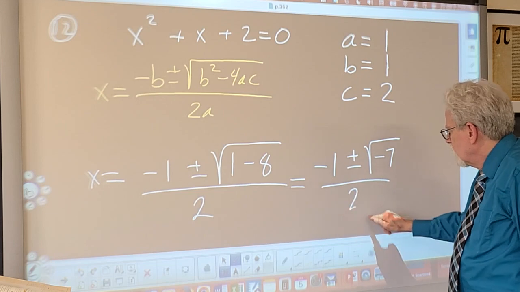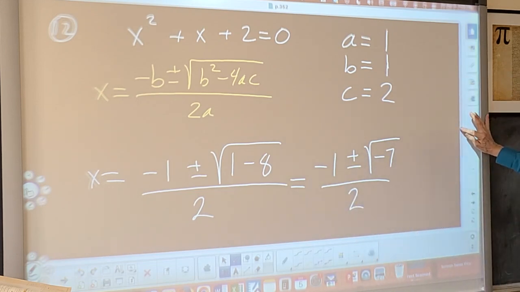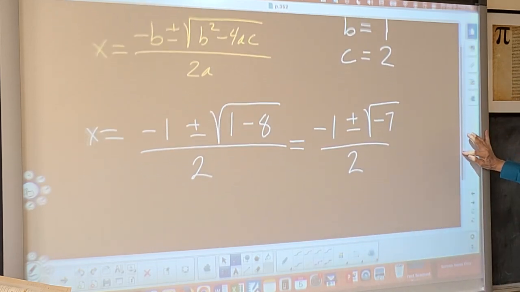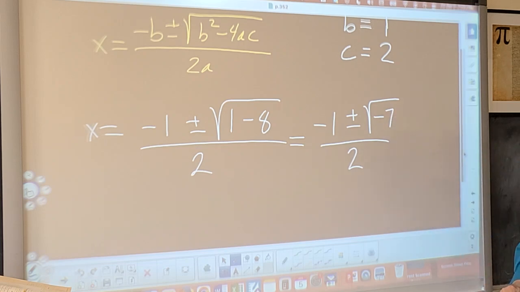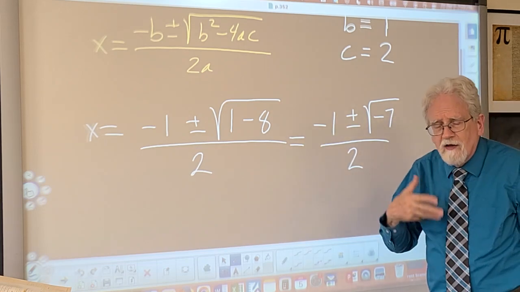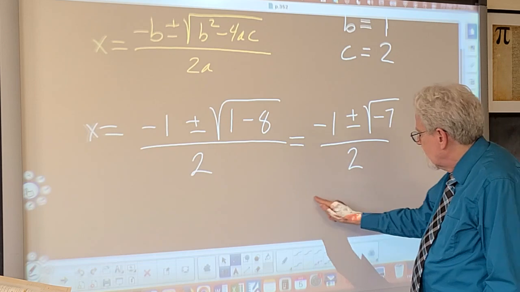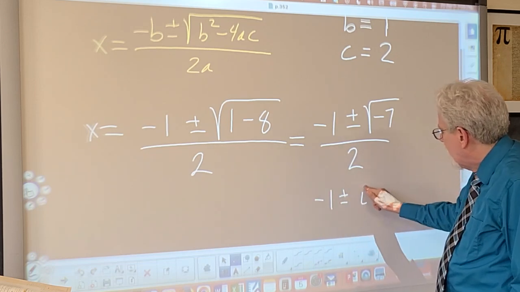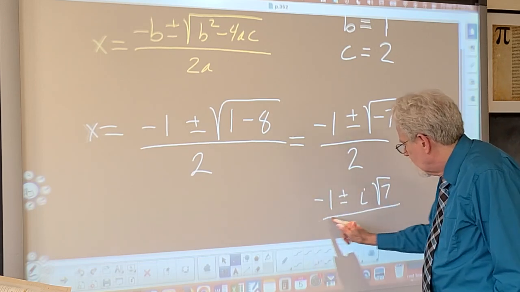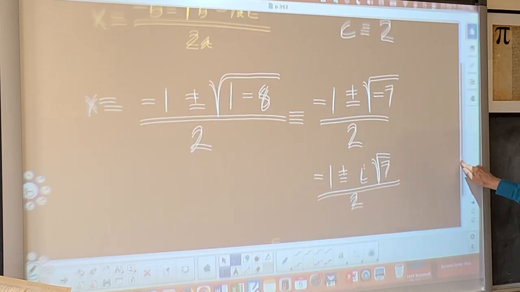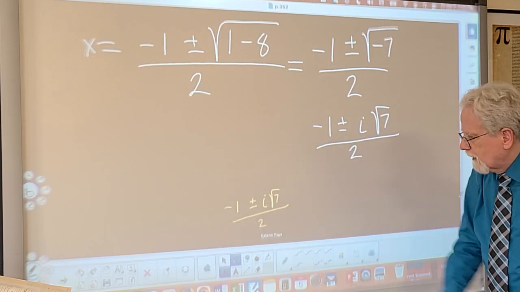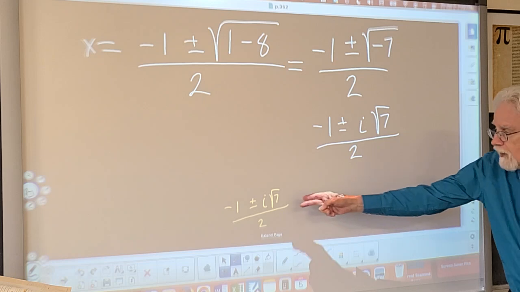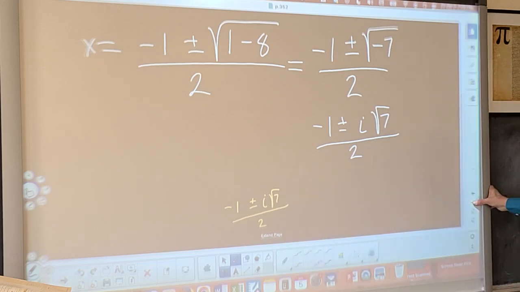Okay, well, we can't leave it like that. You cannot leave a negative under the radical. We change it into correct imaginary number form. So we have negative 1 plus or minus i square root of 7 over 2. And assuming I made no mistakes, yep, there it is. It's correct. Nice that I have the answers down here so we can check ourselves.